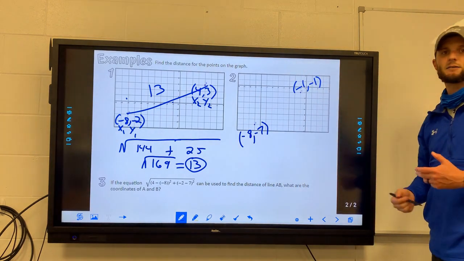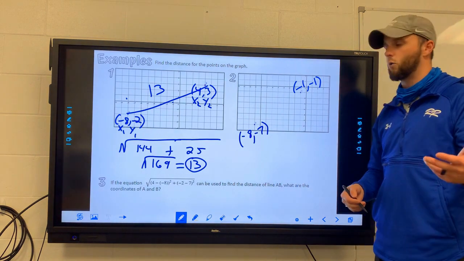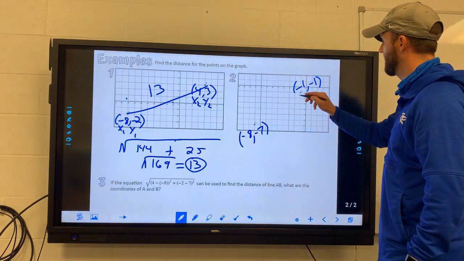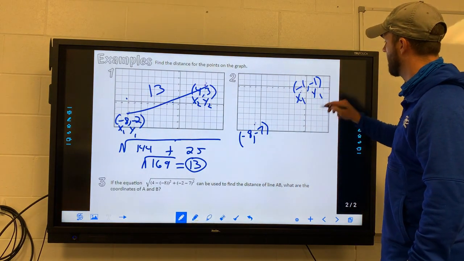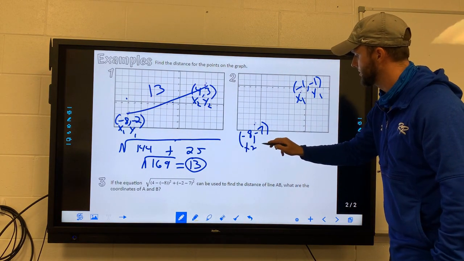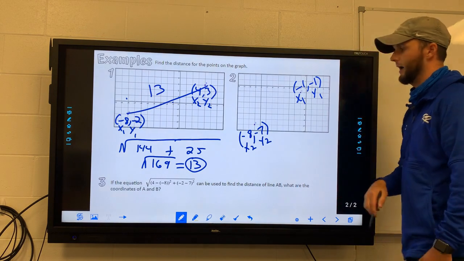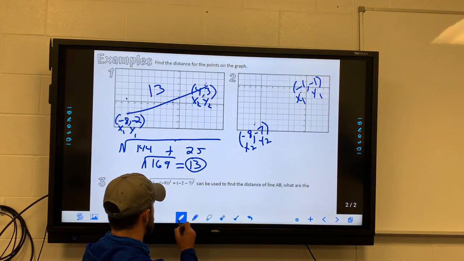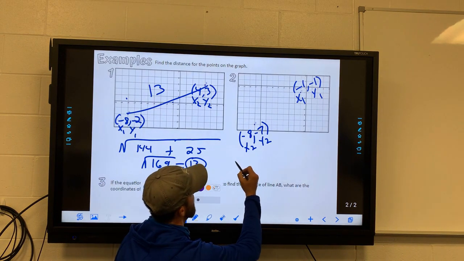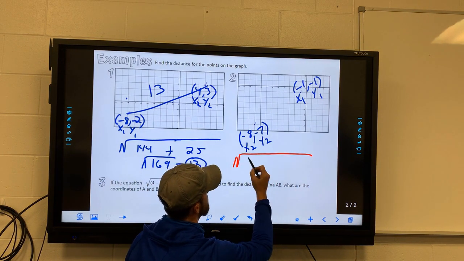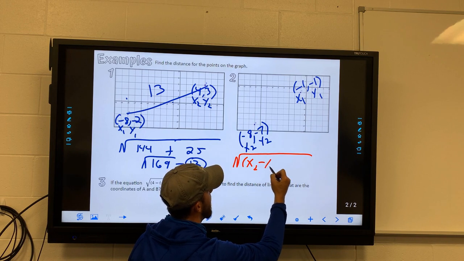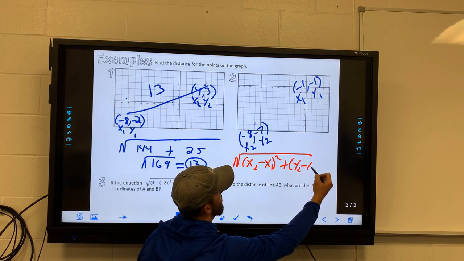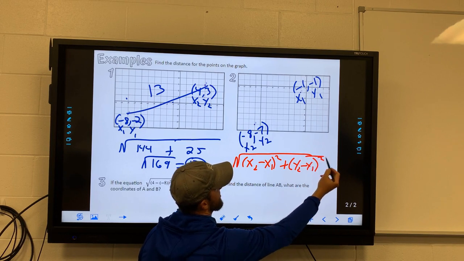Same thing again. It doesn't matter as long as I plug it in accordingly. So just to show you this works either way, I'm going to make this x1 and y1. I'm going to make this down here x2 and y2. Okay? So now I'm just going to plug it into my formula. So here we go. The square root of x2 minus x1 squared plus y2 minus y1 squared. And then I'm just going to plug it in.